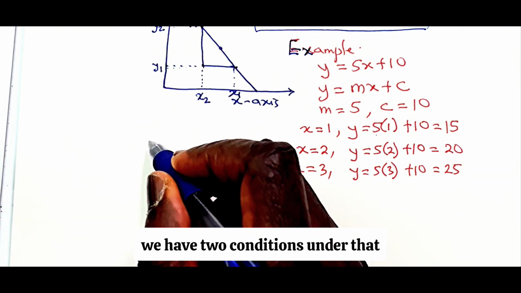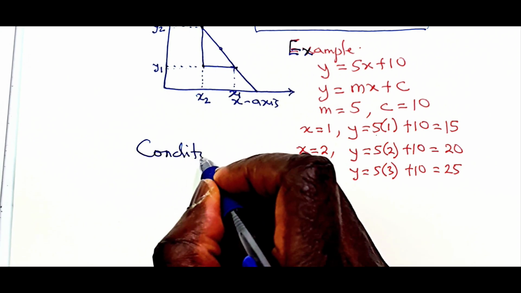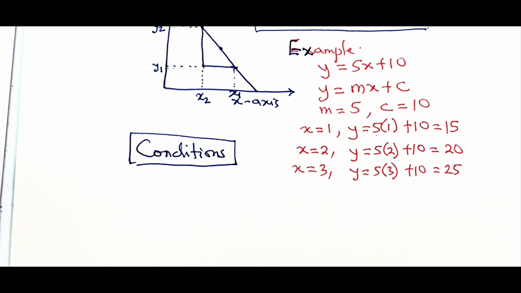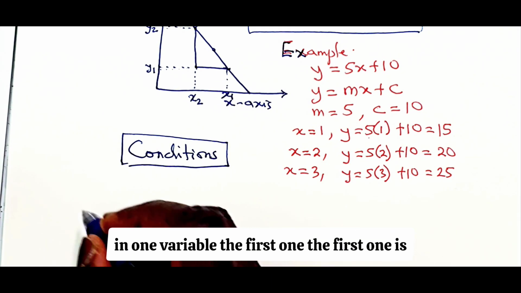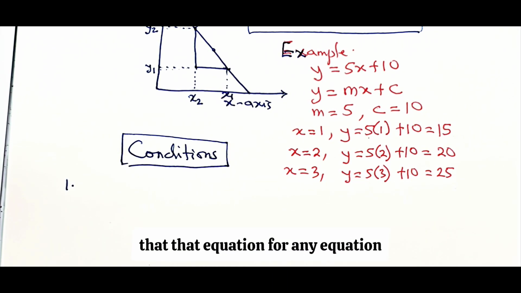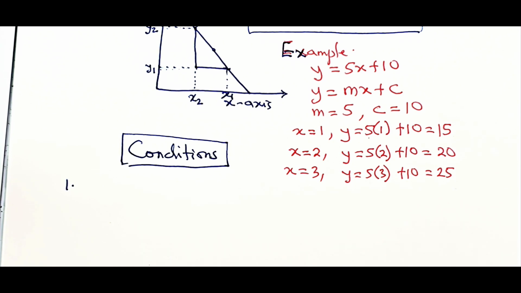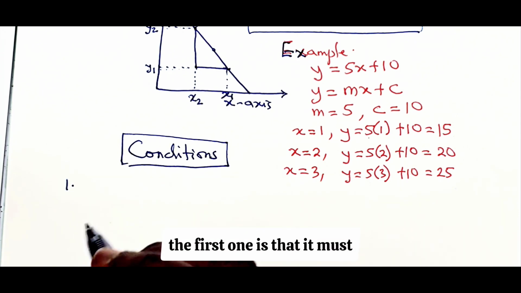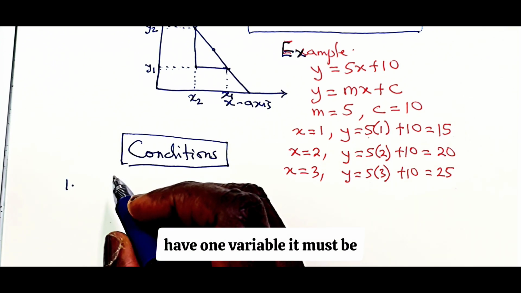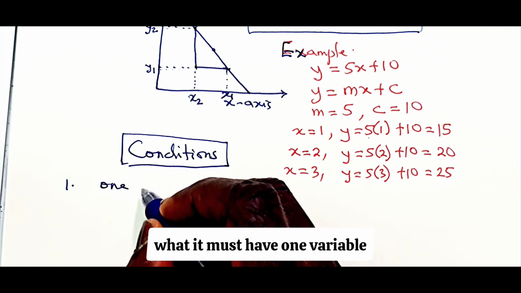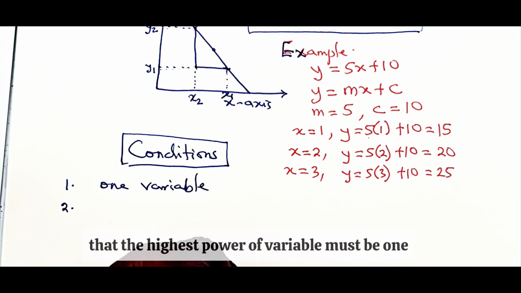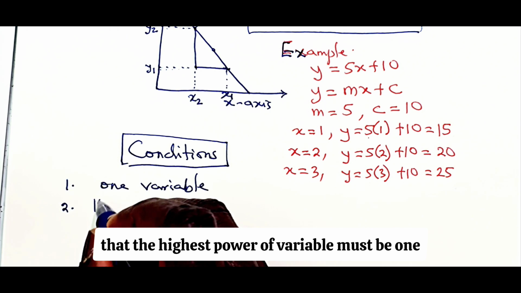We have two conditions under that. Conditions for linear equation in one variable. The first one is that for any linear equation in one variable, these conditions must be met. The first one is that it must have one variable. The second one is that the highest power of variable must be 1.